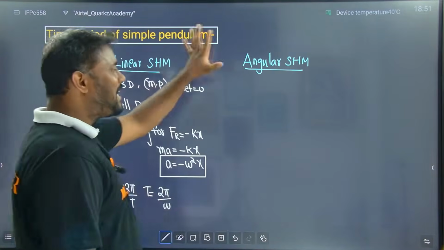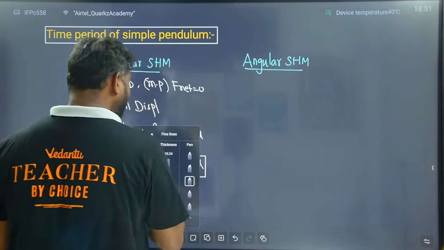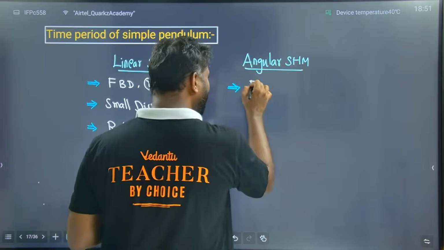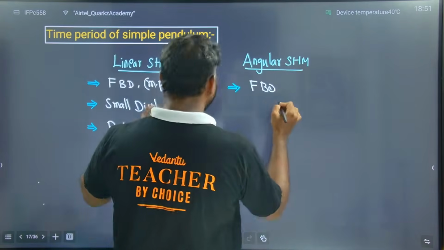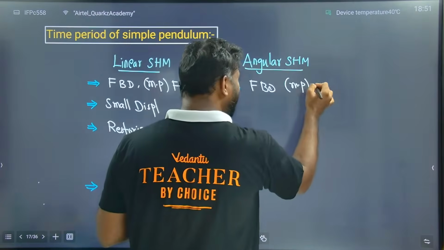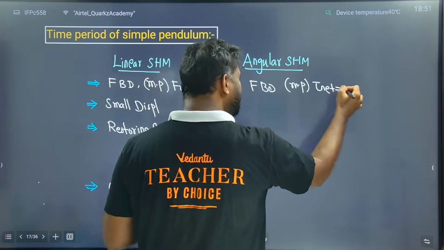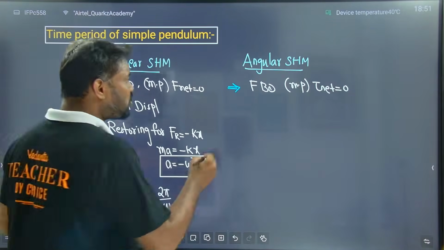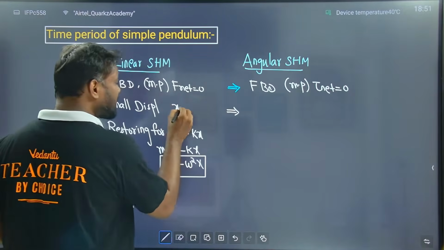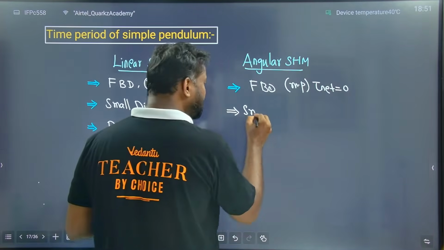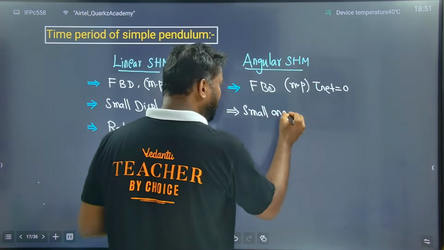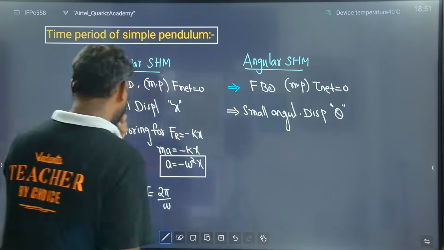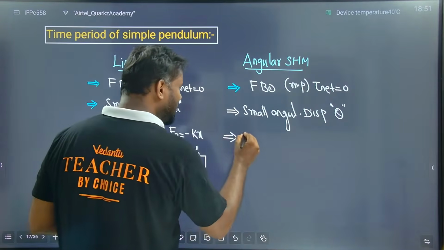Yes or no? Take the same idea in angular motion, angular simple harmonic. I am writing in terms of angular simple harmonic. For angular simple harmonic, you also draw the free body diagram. At the mean position, the net torque on the system is 0. So when it is at the mean position, you find the free body diagram. Next, small displacement: here it is a small angular displacement, theta. Yes or no? Next, we calculate the restoring force. So what is that restoring force?